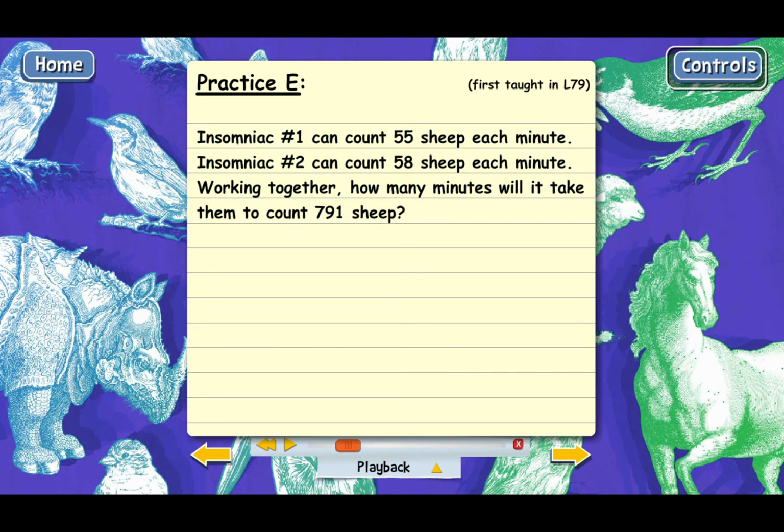Well, this is a work problem, even though you might think it's not a lot of work counting sheep, but that's a way that people who have trouble sleeping sometimes try to get themselves to fall asleep. I'm sure you've heard that. But this still qualifies as a work problem. It's a little bit different.